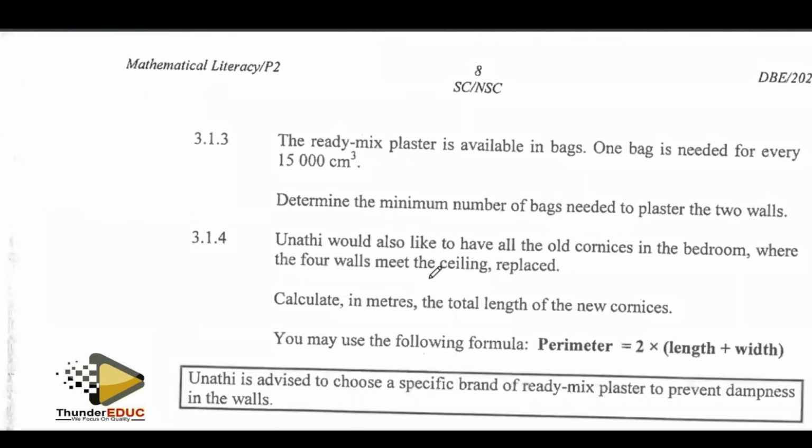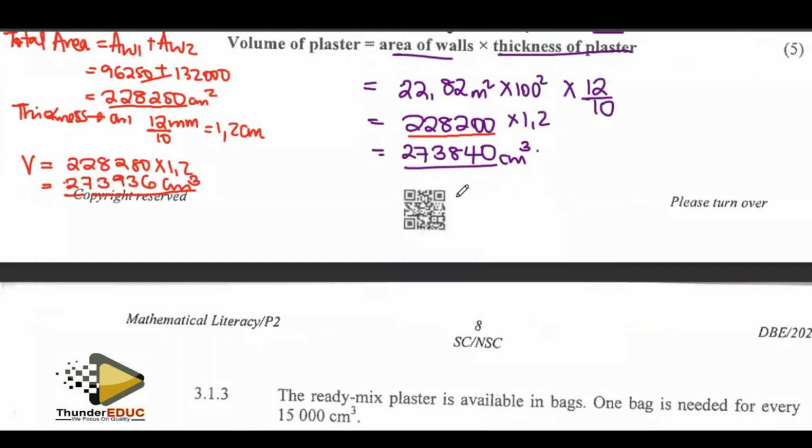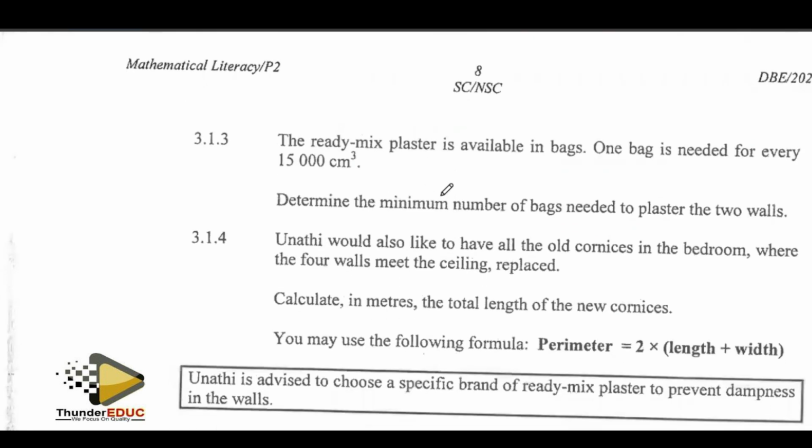Okay, 3.1.3. It says the ready mixture plaster is available in bags. 1 bag is needed for every 15,000 centimeters cubed. Determine the minimum number of bags needed to plaster the 2 walls.